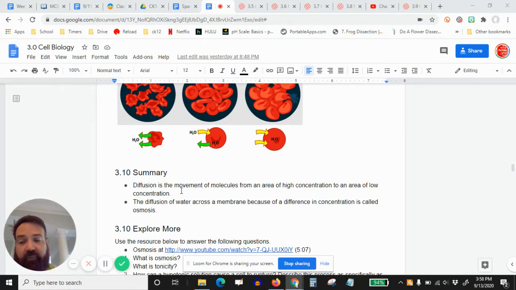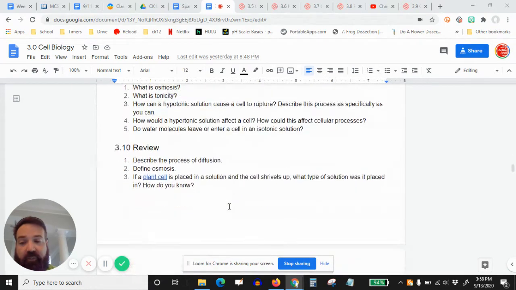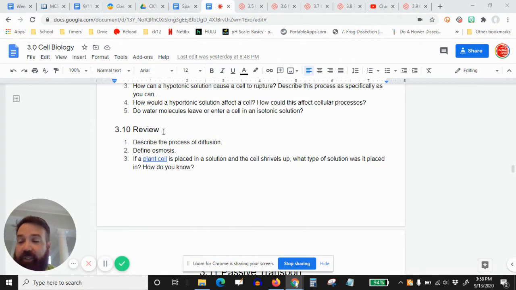3.10 summary. Diffusion is the movement of molecules from an area of high concentration to an area of low concentration. The diffusion of water across a membrane because of a difference in concentration is called osmosis. And then you're going to do the review questions.